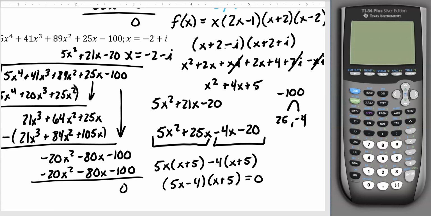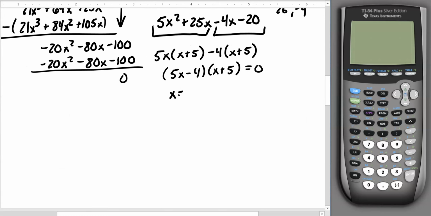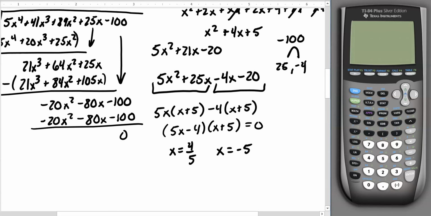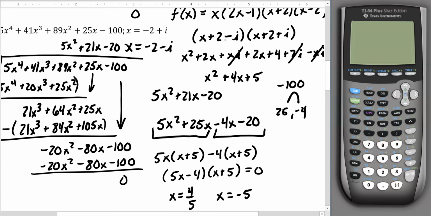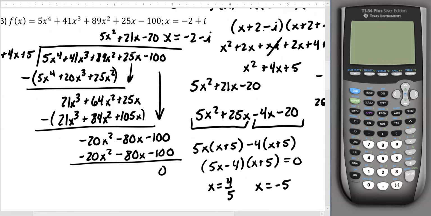Now set each of those equal to 0, and we would find that x equals 4/5 and x equals negative 5. So that is 2 of my zeros. I have my 2 from negative 2 plus i, negative 2 minus i, and that's the total I need, right? Because this is a 4th degree polynomial. So let's write these in factored form.